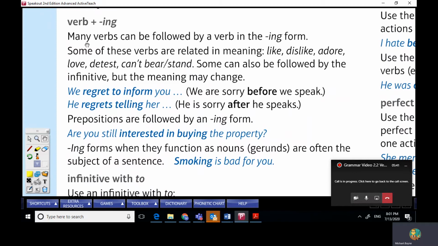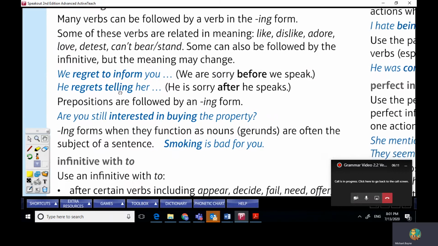Let's look at here. Many verbs can be followed by a verb in the ing form. So verbs like and dislike, adore, love, detest, can't bear, stand. Some can also be followed by the infinitive, but the meaning changes. Okay, so already we have some confusion here. We have the verb regret, and when we use it with an infinitive, it means one thing, and when we use a gerund after it, it means something completely different.